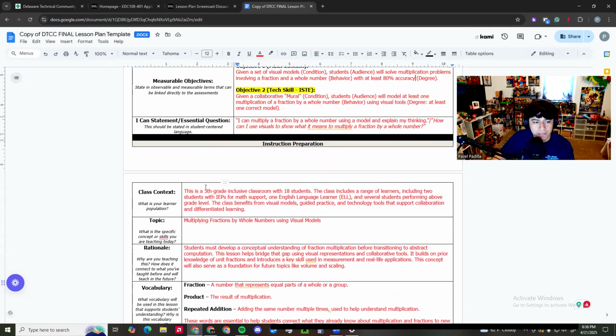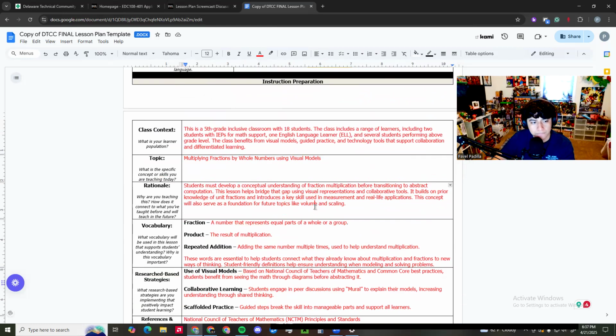My class context, I tried to be really creative with this one. I said this is a fifth grade inclusive classroom with 18 students. The class includes a range of learners, including two students with IEPs for math support, one English language learner, students that are learning English, and several students performing above grade level. The class benefits from visual models, guided practice, and technology tools that support collaborative and differentiated learning. So I'm not just sitting up there and lecturing. My topic is multiplying fractions by a whole number using visual models. Again, this is the whole theme of the lesson plan.